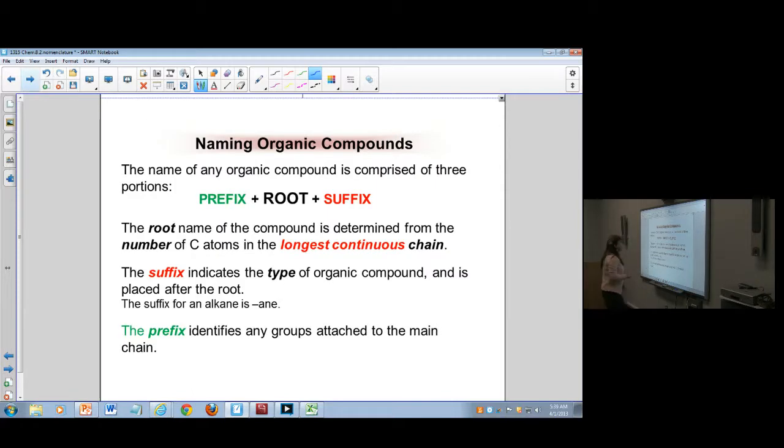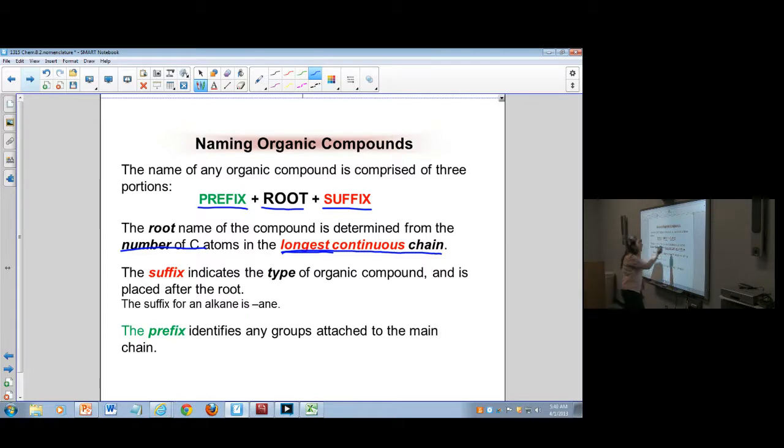First of all, when you're naming a compound, you name it according to its root, its suffix, and a prefix. The root is the longest number of carbons in a continuous chain. So maybe you have 8 carbons in your chain, that would be an oct-something. Maybe you have 7, a hept-something, or maybe you have 2, an eth-something. So you've got to remember those names.